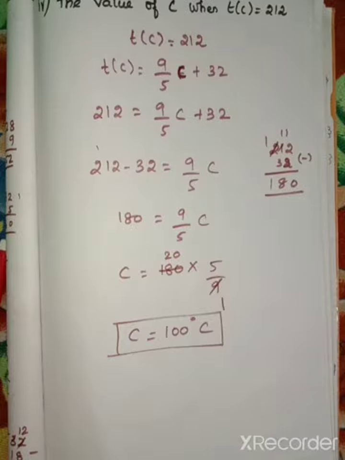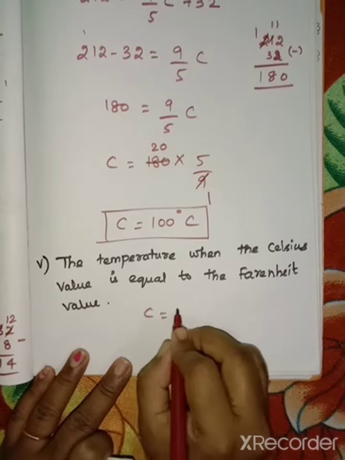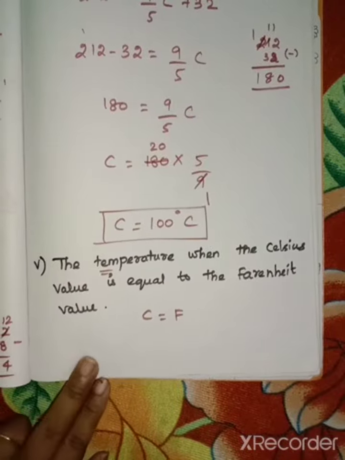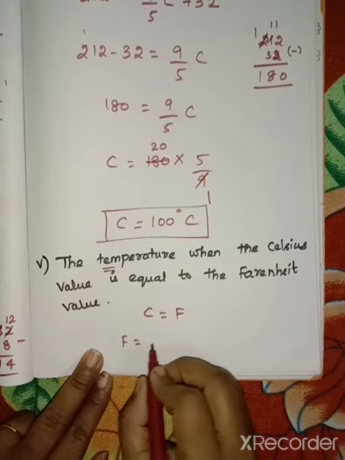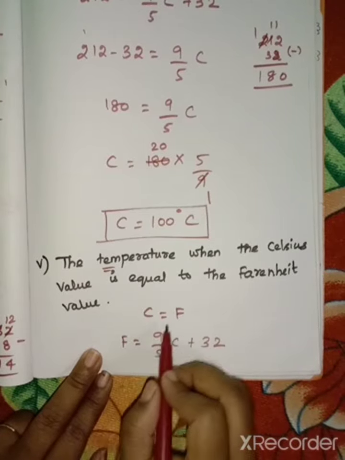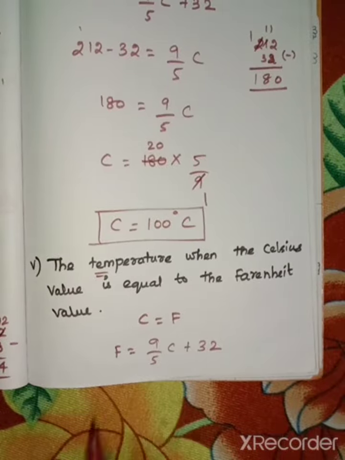Likewise, we want to find the fifth subdivision. Fifth subdivision, find the temperature when the Celsius value is equal to the Fahrenheit value. At which temperature are the Celsius value and Fahrenheit value equal? So the given is Celsius equal to F. From that we want to find the temperature. So already we know that F equal to 9 by 5 C plus 32. In place of F we can substitute C, because we want to find the same value. So that alone we have to change here.